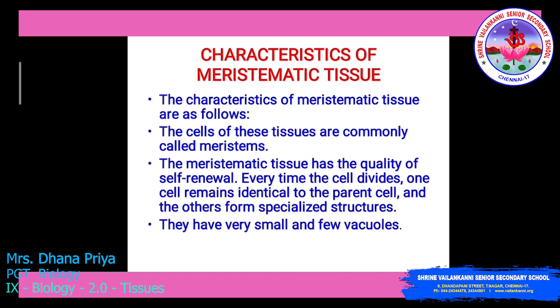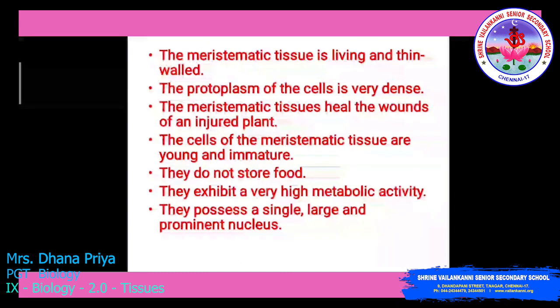The cells of these tissues are commonly called meristem. The meristematic tissue has the quality of self-renewal. Every time the cell divides, one cell remains identical to the parent cell and the other forms a specialized structure. They are very small with few vacuoles. The meristematic tissue is living and thin-walled. The protoplasm of the cell is very dense. The meristematic tissues heal the wounds of the injured plant.